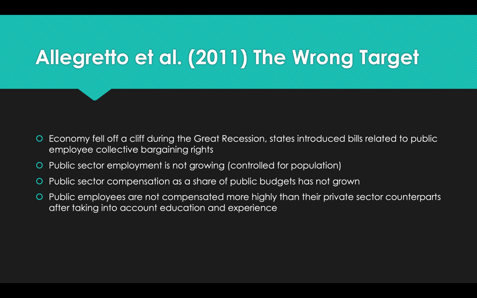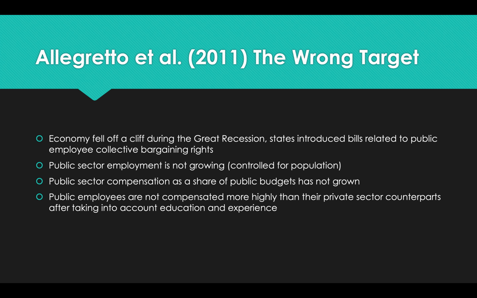So then we have the other piece, the Allegretto piece, "The Wrong Target." In it, Allegretto and co-authors point out that the economy fell off a cliff during the Great Recession. States introduced bills related to public employee collective bargaining rights right at the end and just following the Great Recession, so around when this piece was written, 2010, 2011. And this piece argues that public employees are the wrong target for fixing state budget problems because of things like public sector employment not growing over time.